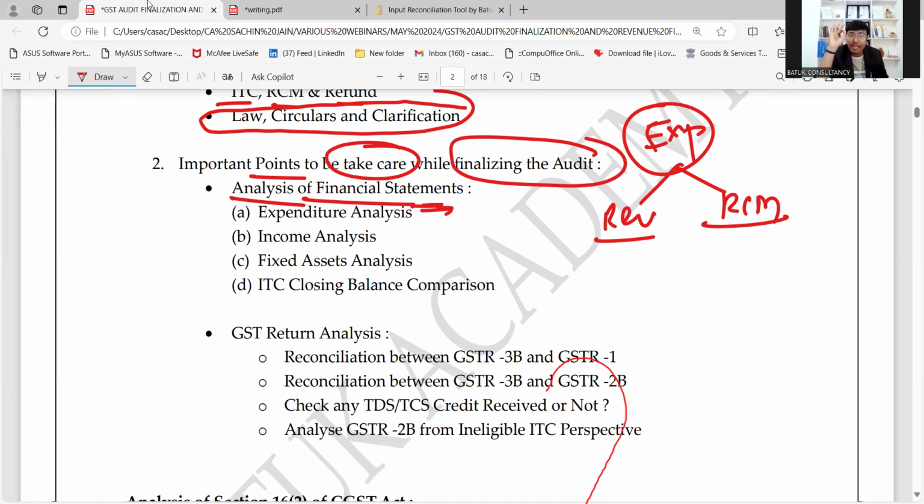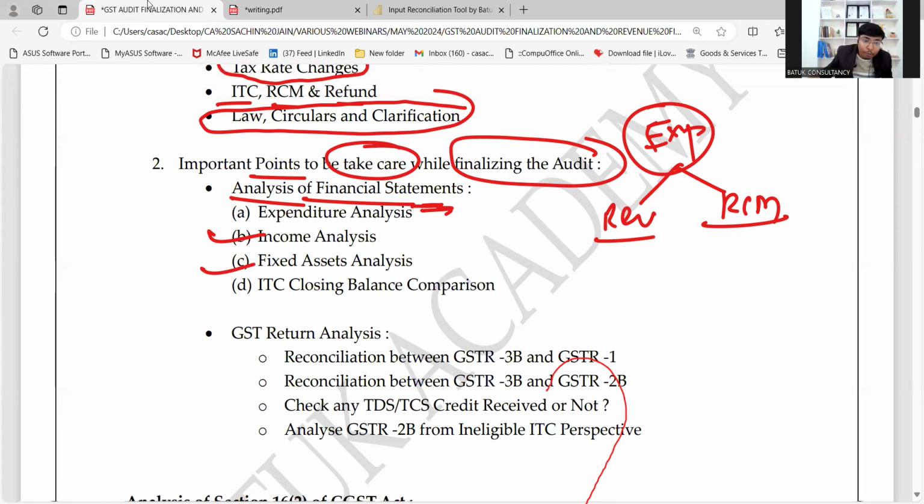So ensure yourself. Next, analysis of the fixed assets we have already done. And the fourth and foremost thing, whatever the input tax credit closing balance shown in the books of accounts, that is the audited financial statement, you just need to check that balance with the GST common portal.